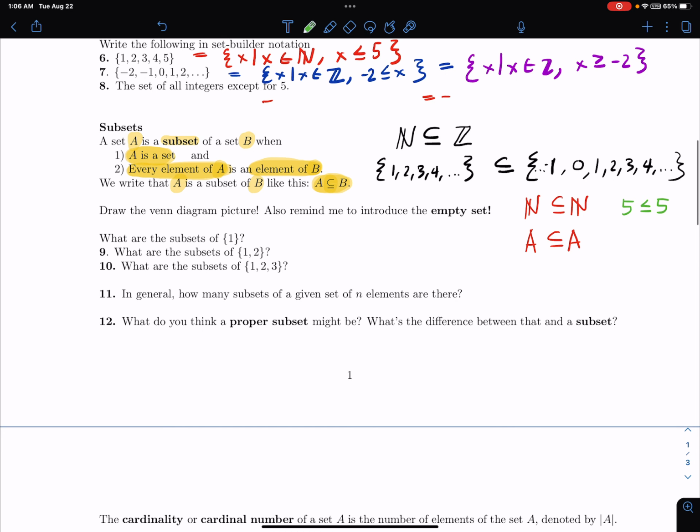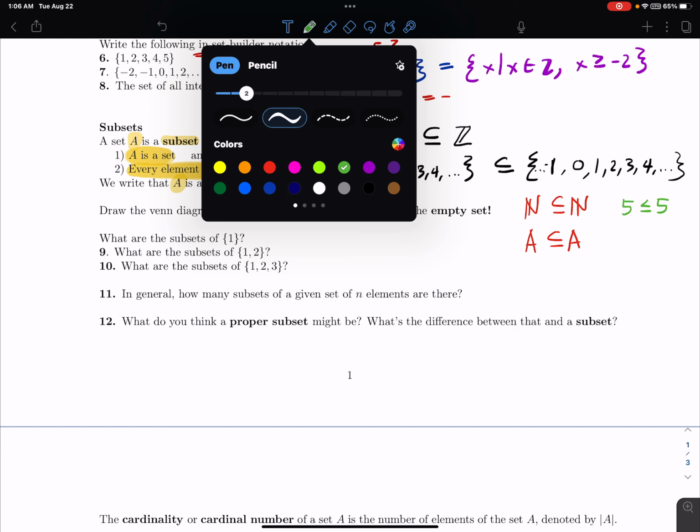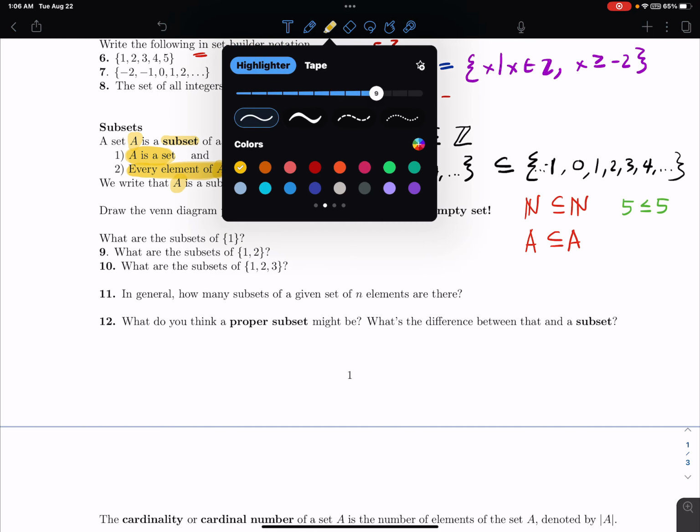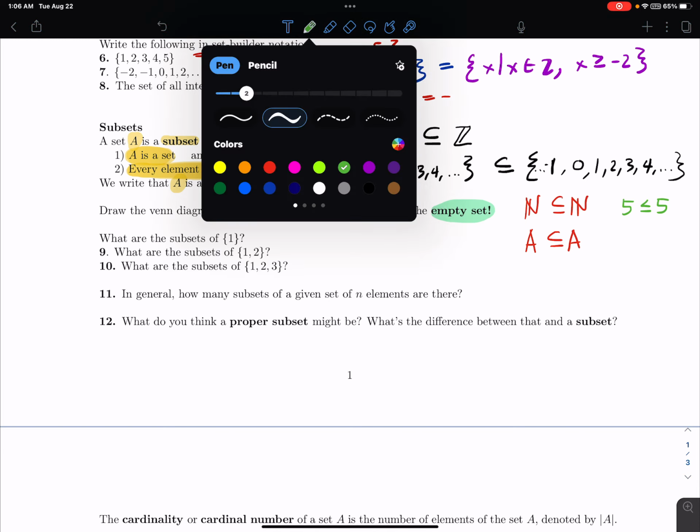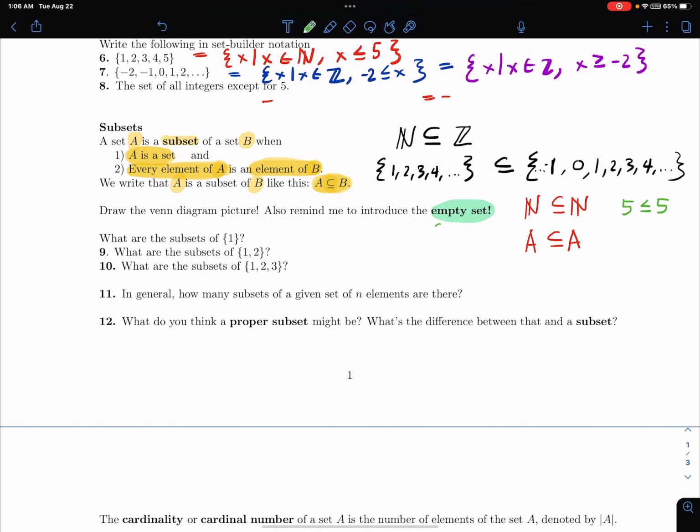Okay, I made a note to myself to draw the Venn diagram. I already did that. And also to remind me to introduce the empty set. So what's the empty set? The empty set is just like it sounds. It's a set that has nothing inside. It's a set with no elements. And this is one standard way that we write it: just write the brackets with nothing inside of it to indicate that it's empty.